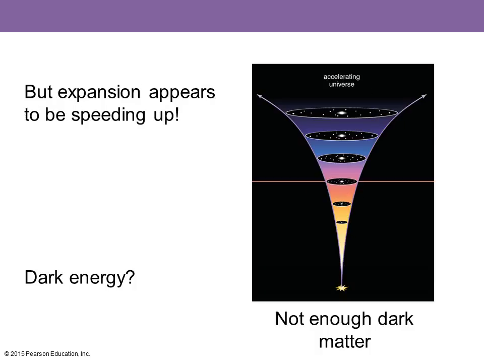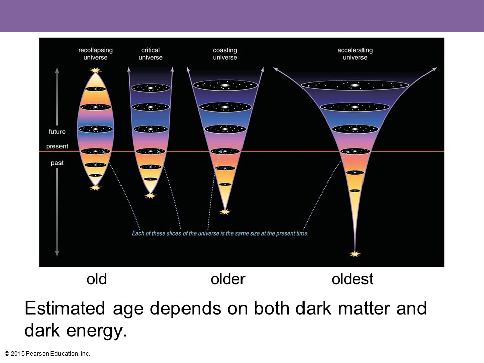But what we see in the universe as far as expansion is that it's speeding up. So is it possibly dark energy? In other words, there's not enough dark matter to hold things together. Instead, dark energy is producing the acceleration. The estimated age depends on both dark matter and dark energy, apparently. So we have these two things, dark matter and dark energy, which we don't know exist for sure, but explain a lot of the features that we see in our universe and may in fact be responsible for an accelerating universe.